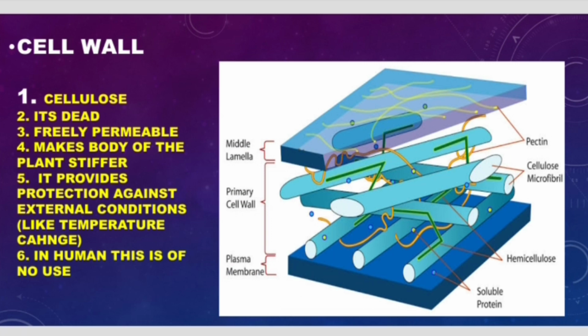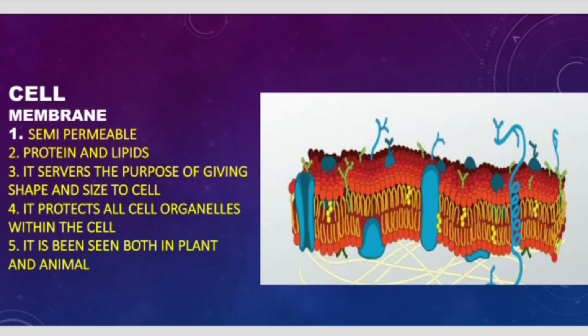Now one question may come from this topic: why do animals not have a cell wall? Suppose I am a human, of course I am a human, and I have a cell wall around my body. What will happen? My body will be so stiff that I cannot move my hands and legs or anything, just like a plant. Plants also cannot move their limbs due to the presence of the cell wall, which makes their body too stiff, right?